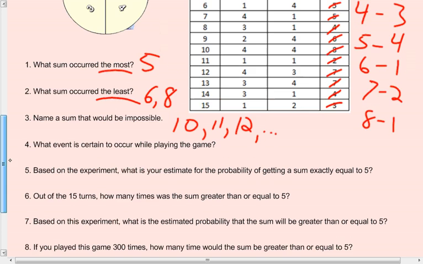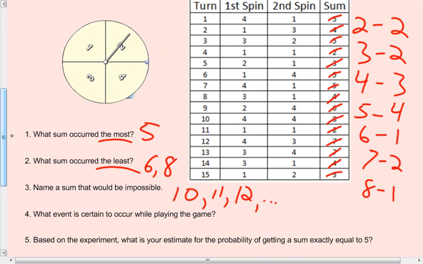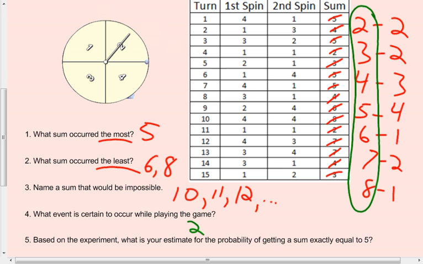Well, let's take a look at all of our possible sums. We can get numbers that are either a 2, 3, 4, 5, 6, 7, or 8. Notice the smallest number on my spinner is a 1. So if I spin a 1 twice, I'm going to get a 2. If I spin the highest number, which is a 4, twice, I'm going to get an 8. So all of my sums have to be between 2 and 8.